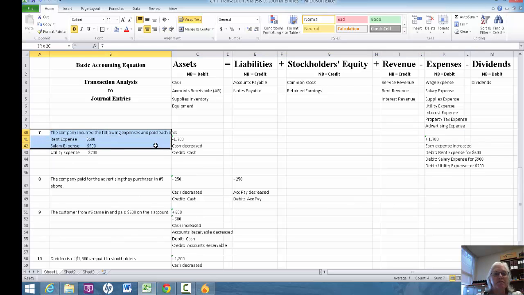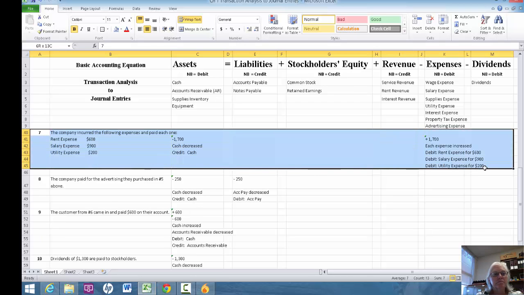Journal entry 7. The company incurred the following expenses and they paid each one. So when we incur expenses, that's when we want to record them. We have some rent, salaries, and utilities, all that we paid. In reality, the company would write 3 different checks and you'd probably have 3 different journal entries, but we're just going to put them into one journal entry.